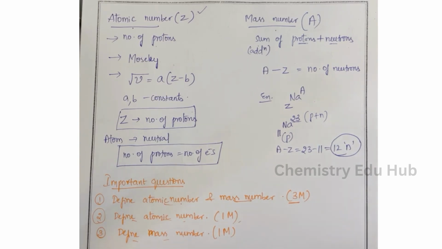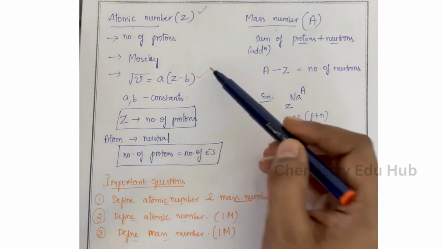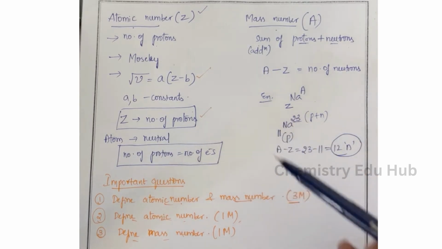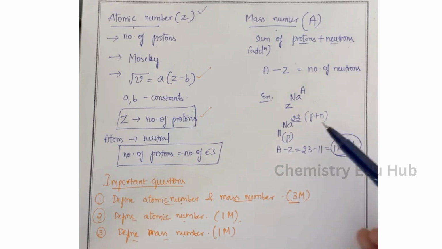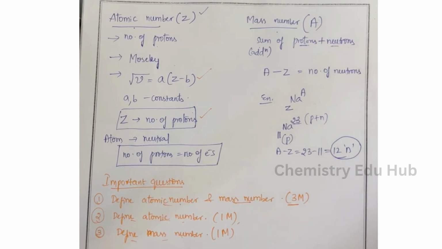For MCQs, they can ask you the formulas, such as what is Z, or ask you to calculate the mass number or number of neutrons from a given example, or they can ask scientist names, such as who coined the term atom or who coined the term electron. Such scientist names can be asked for MCQs.